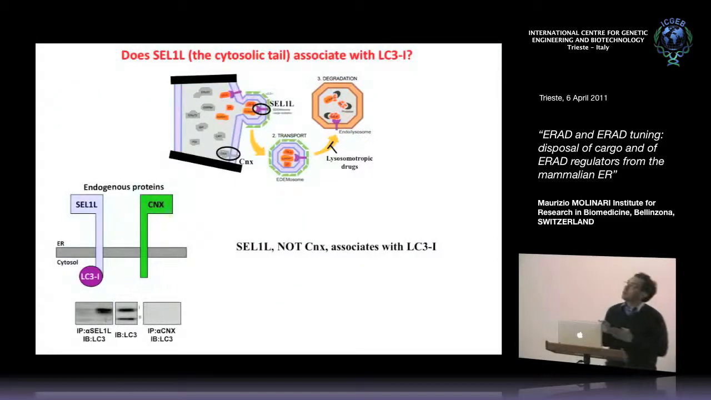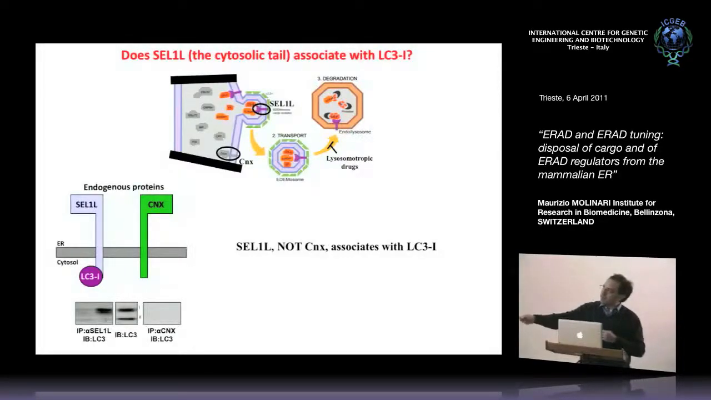So now, does cell 1 bind LC31, which is the coat? To look at that, we have precipitated from cells the endogenous cell 1 and the endogenous calnexin. Calnexin is a protein like cell 1, a type 1 protein with a long cytosolic tail. The same is true for cell 1.